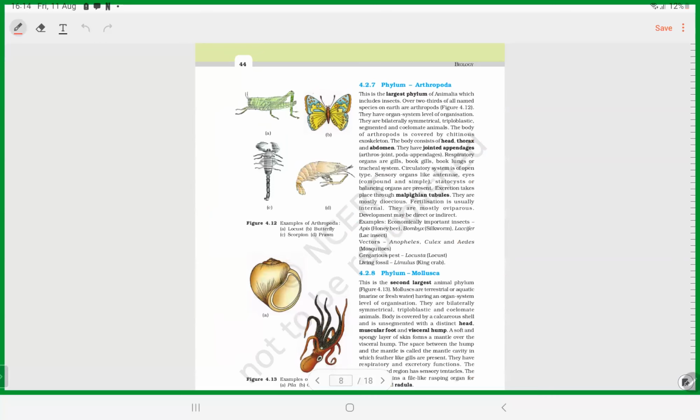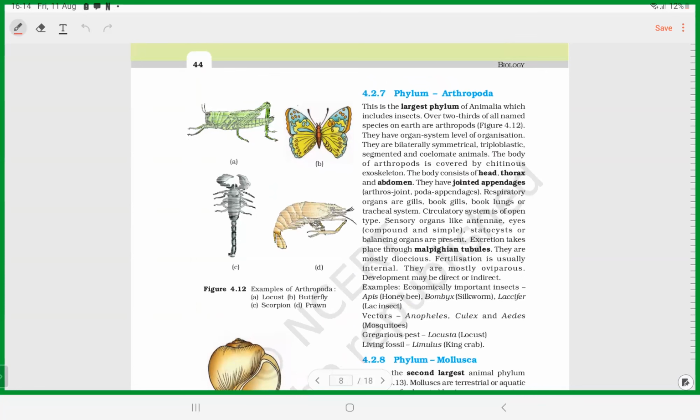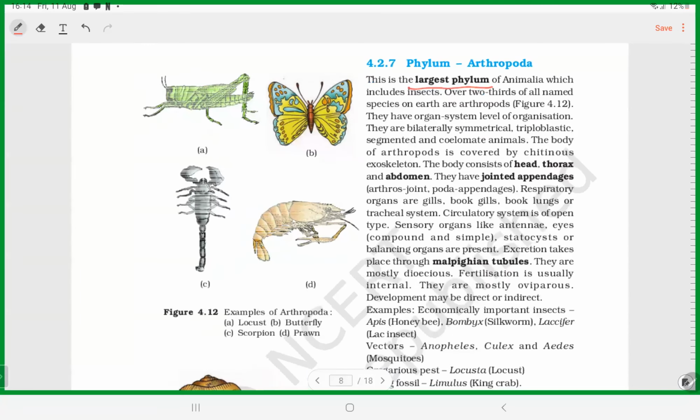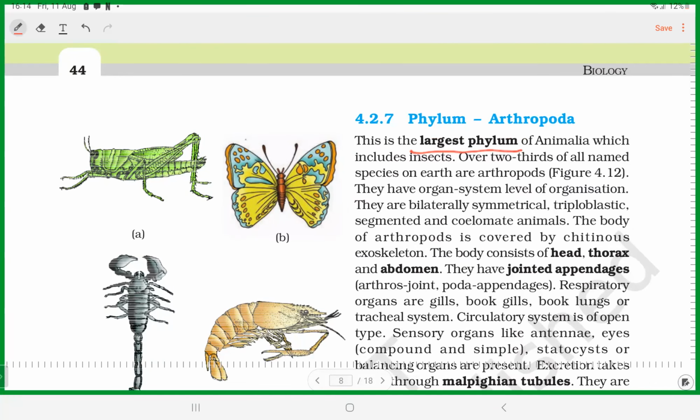Arthropoda. Arthropods are in the animal kingdom. The largest phylum in the animal kingdom is what? Arthropods. Another important thing, it includes insects. The largest phylum of the animal kingdom is Arthropoda. That's the first key point you should know. And second, it includes insects. You can see different kinds of insects.